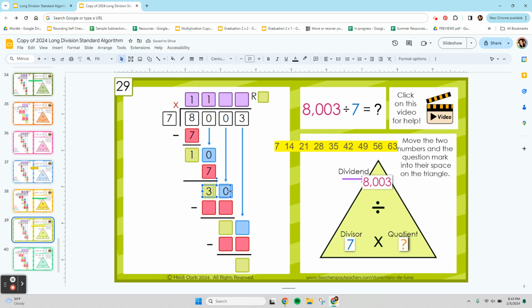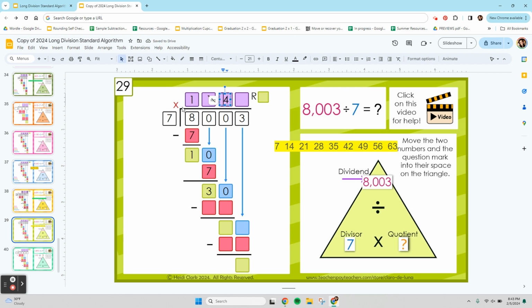You're going to divide 30 divided by 7. So look at your multiples. How close can you get to 30 without going over? This is the closest you can get, 28. But how many 7s was that? 1, 2, 3, 4 times. So 30 divided by 7 is 4.